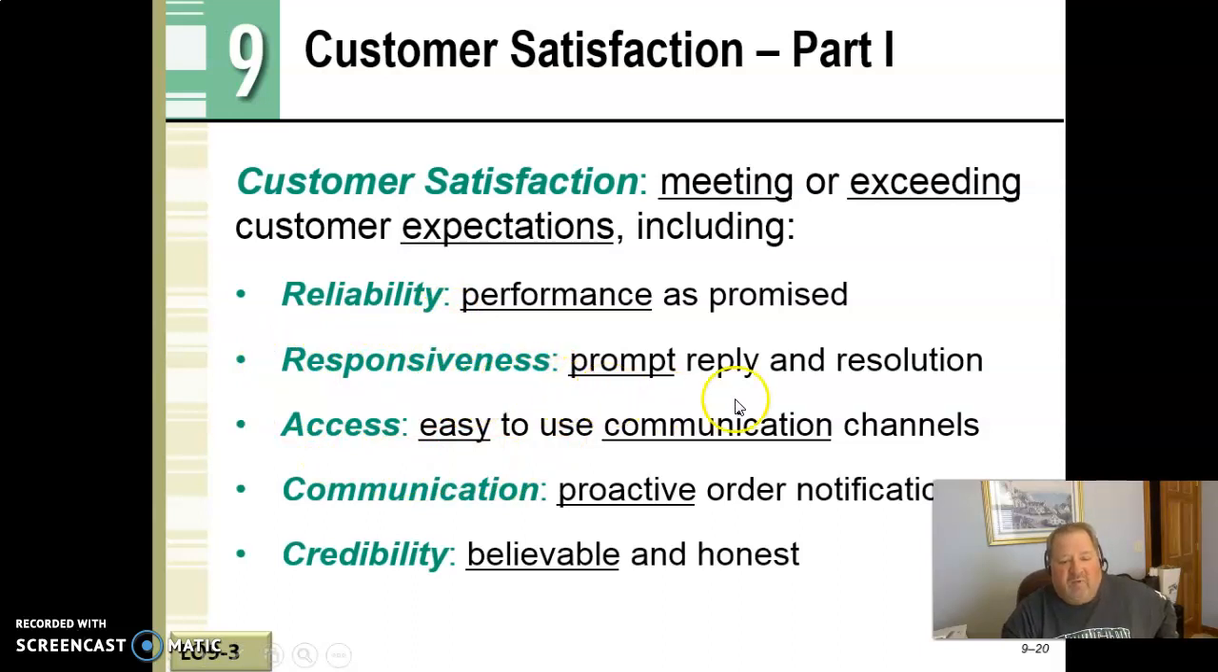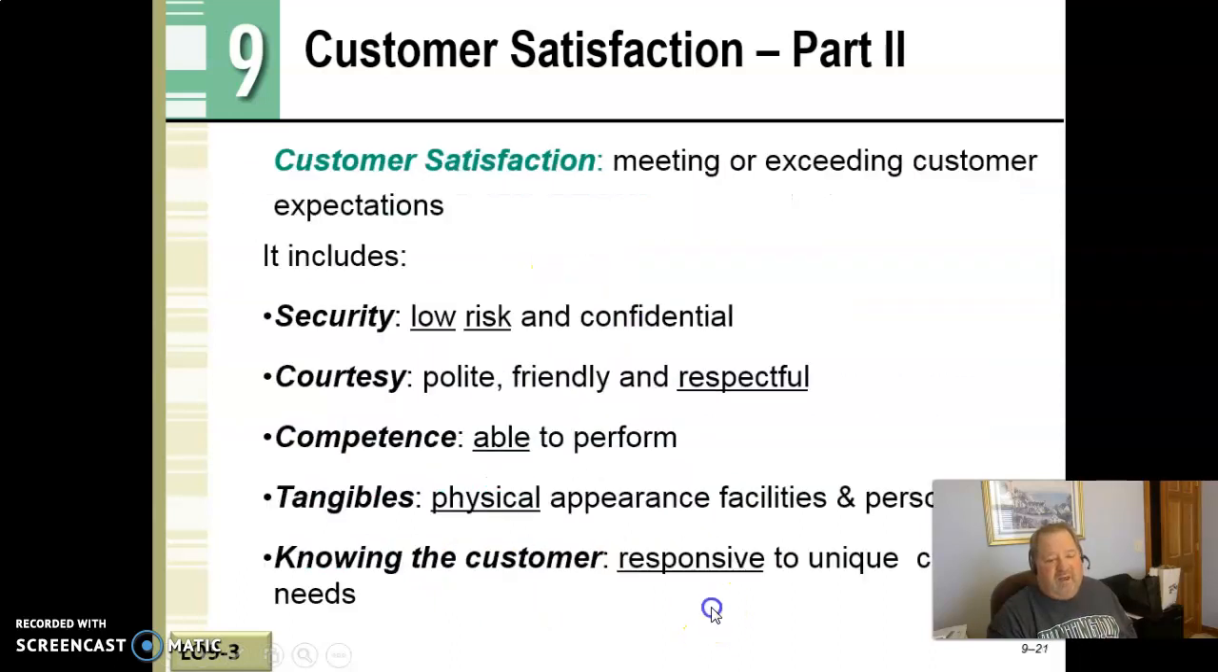Responsiveness, being prompt to reply and resolve any type of issue. Access, just being easy to find, easy to communicate with, getting back with people, and that kind of goes with the next one, communication. Being proactive, if you've got an unexpected delay or an issue, being proactive to notify your customer rather than having them wonder or even complain about not being informed. And then credibility, being believable and honest, is another part of customer satisfaction.